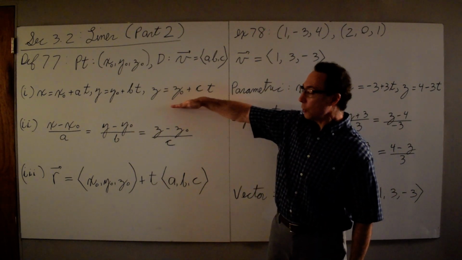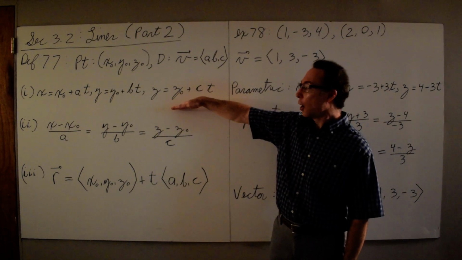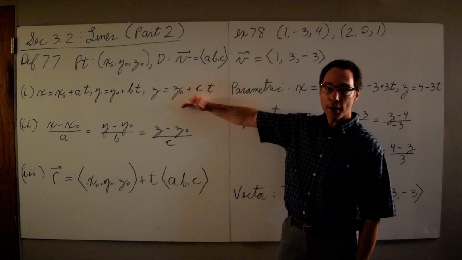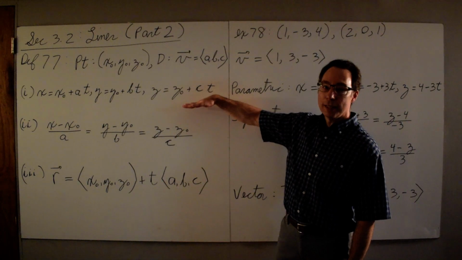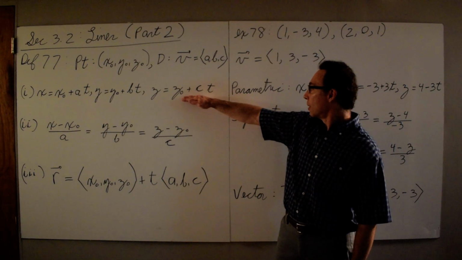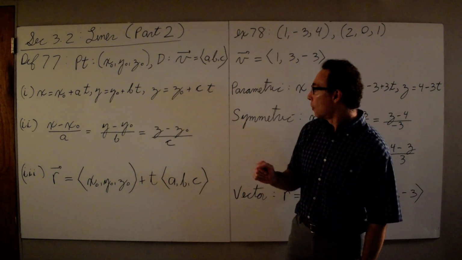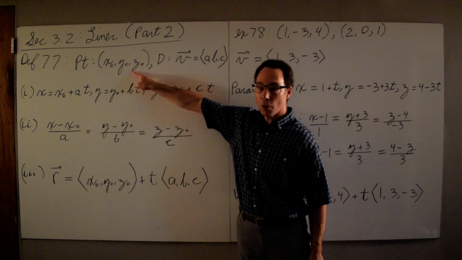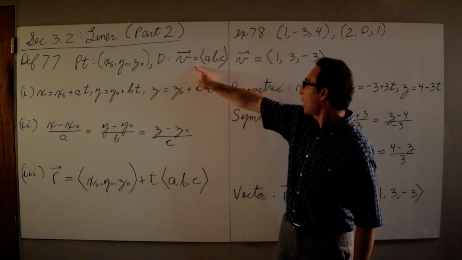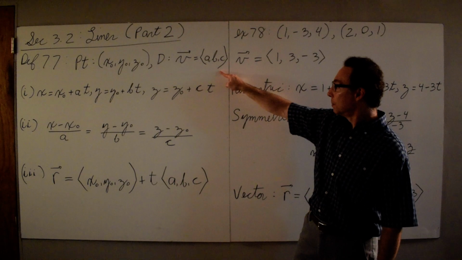For the parametric equation, x is x0 plus at, y is y0 plus bt, and z is z0 plus ct, where we have the point x0, y0, z0, and the direction vector a, b, c.